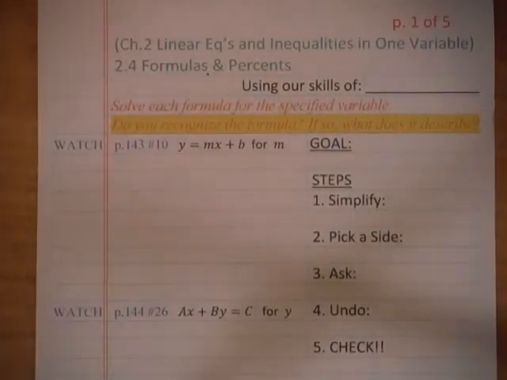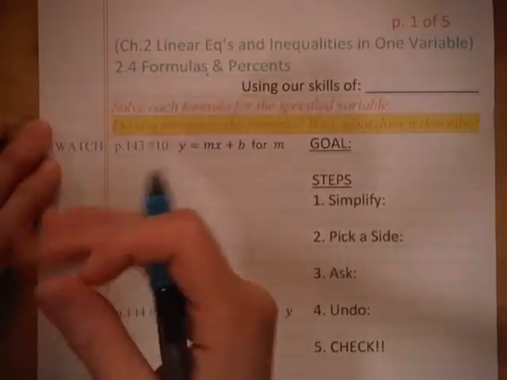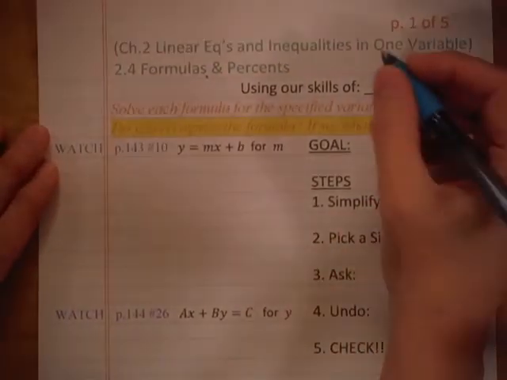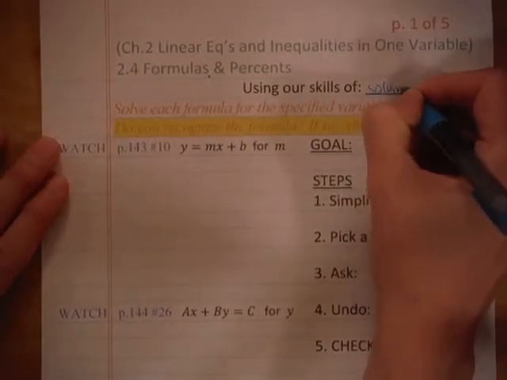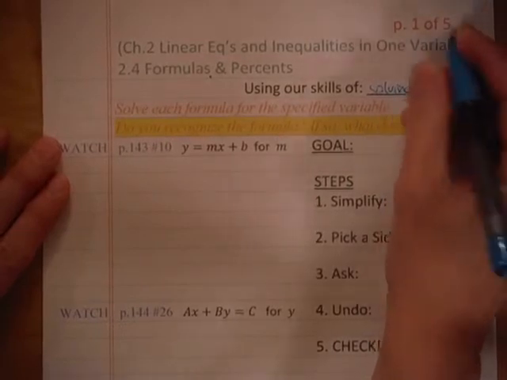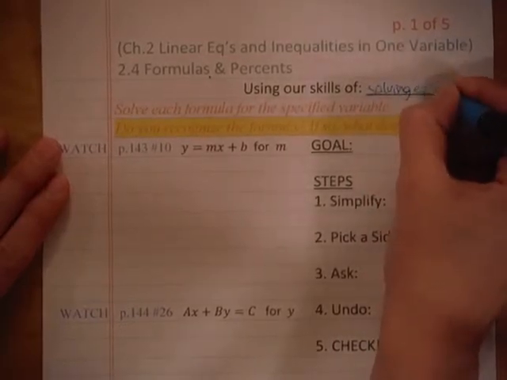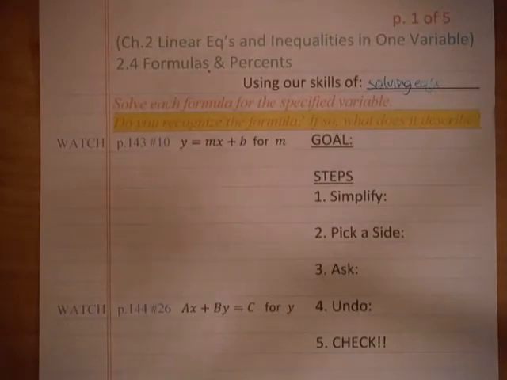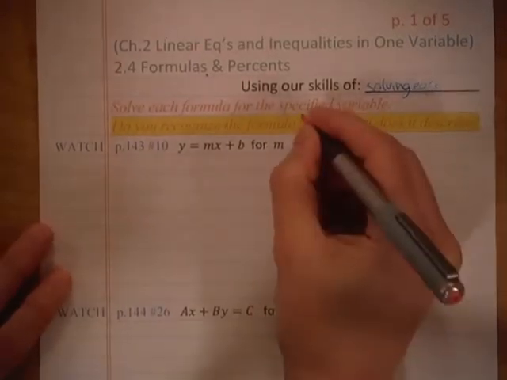Right, here we are in section 2.4, page 1 of the notes, and we are in a section now called formulas and percents. We're going to use our skills of solving equations that we have developed in sections 1, 2, and 3. But now we're going to be using them in the context of formulas and then later on in this section in percents. So the instructions say to solve each formula for the specified variable.